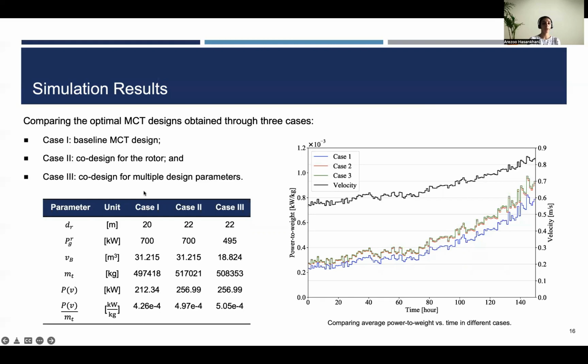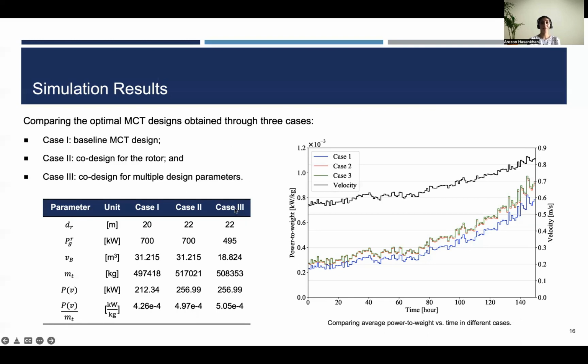You can see that in the first case, we have the rotor diameter of 20 meters, rated generator power of 700 kilowatt, and the buoyancy tank size. So we calculate the harnessed power from the system and power to weight ratio. So in the second case, we only consider changing the rotor diameter, and we see that by increasing the rotor diameter, the harnessed power from the system and the power to weight ratio are increasing.